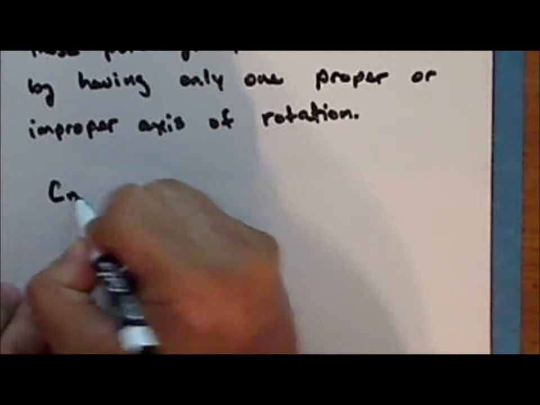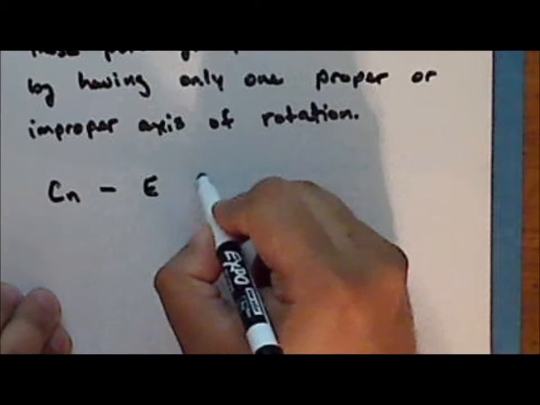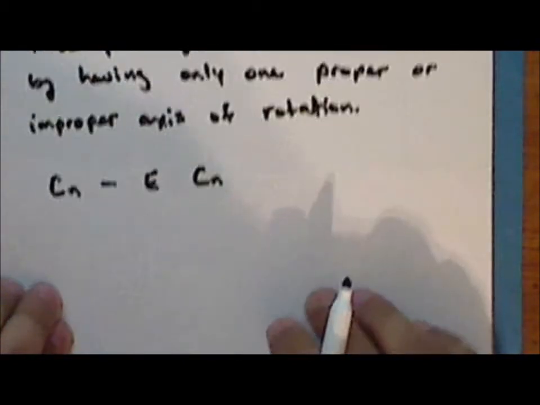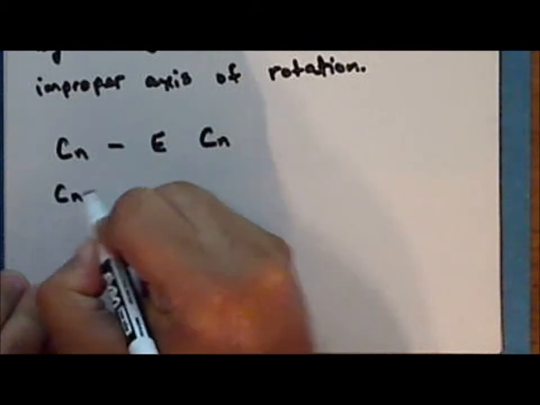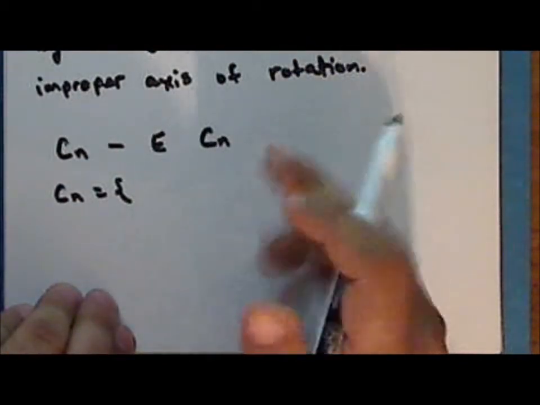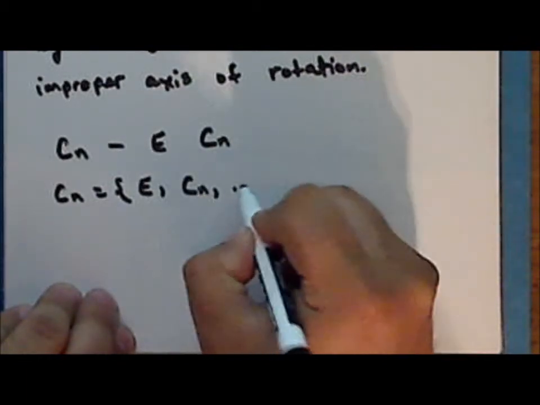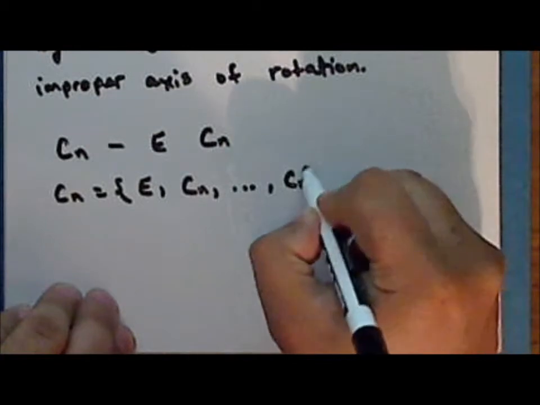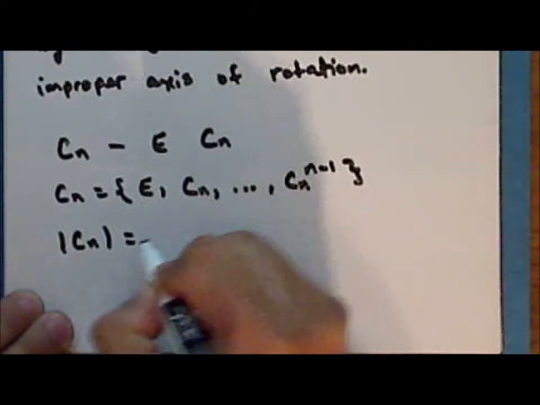The C sub n point group has a single axis of rotation, and so the elements or the unique operations of the group are identity, Cn through Cn to the power of n minus 1, so that the order of the group is n.